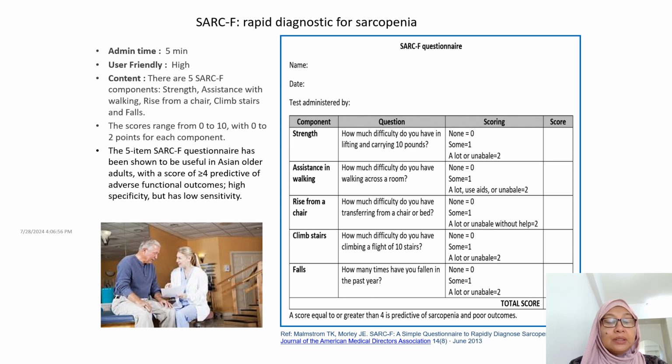Each component is scored from 0 to 2, with a total score ranging from 0 to 10. A score of 4 or higher suggests sarcopenia. This questionnaire is user-friendly and takes about 5 minutes to complete.